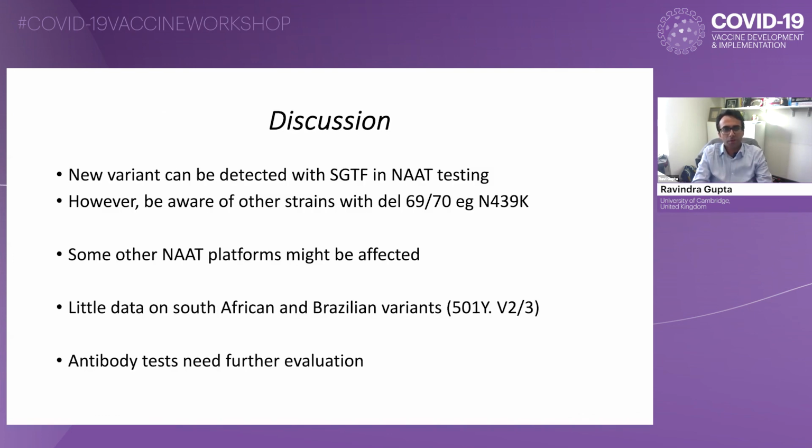So in conclusion, I have shown you that the new variant can be detected through S gene target failure in nucleic acid testing. However, we need to be aware that there are other strains with the 69/70 deletion, for example, N439K circulating variants. We think that some other nucleic acid testing platforms may be affected, but more needs to be done. There is very little data on South African and Brazilian variants or 501Y.V2 and V3 variants. And antibody tests need urgent further evaluation. So there is a real need here to improve the amount of information we have.